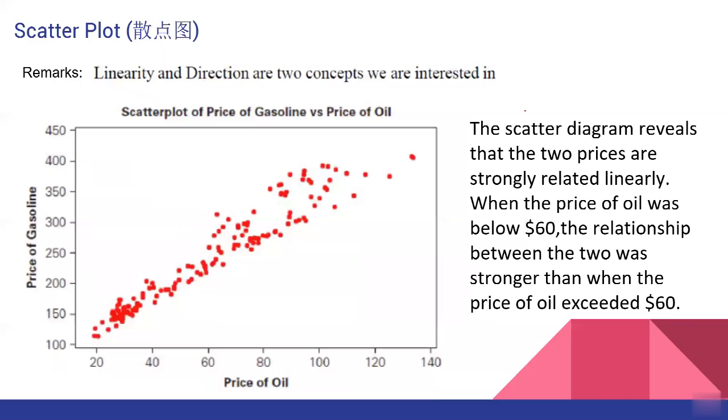Okay, for example, if we plot the price of gas and the price of oil in a scatter plot, we find that the scatter diagram reveals that the two prices are strongly related linearly. When the price of oil was below $60, the relationship between the two was stronger than when the price of oil exceeded $60. This is an example of the application of the scatter plot, which can show the trend of one variable as the other proceeds.